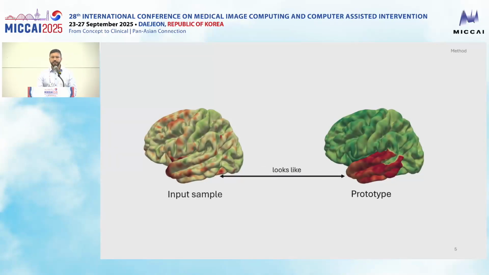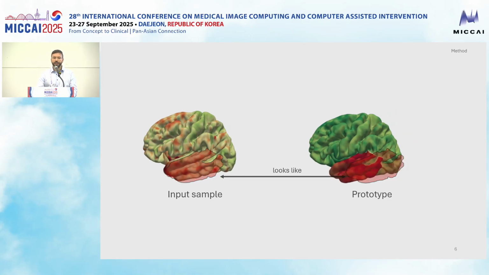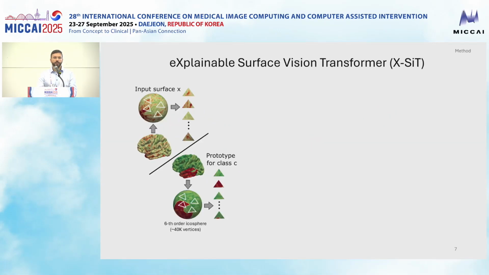Now the core idea of our approach is to transfer this concept to cortical surfaces so that we can reason in a similar manner, and that we can actually make a decision by comparing individual brain regions to a prototype which could represent Alzheimer's disease, and then have an interpretable decision by the model. Next, I will walk you through the implementation of this idea in our method, which we call the Explainable Surface Vision Transformer, or X-SiT briefly. For this, we will first assume that we already have a very good prototype, but we will get back to this in a second.